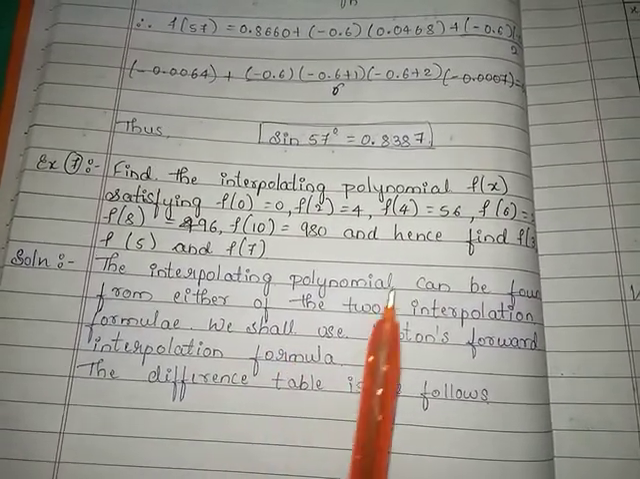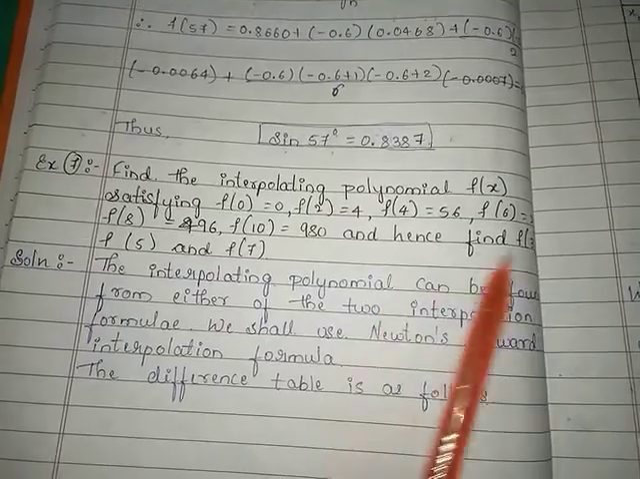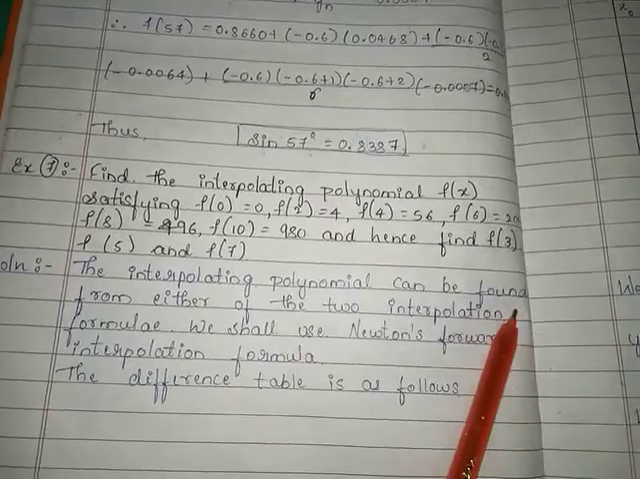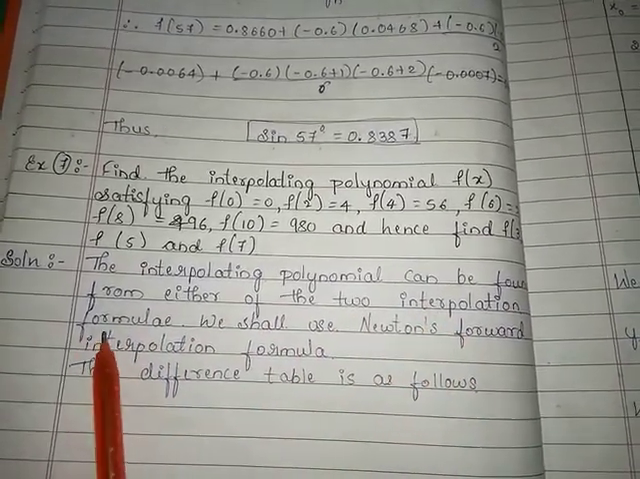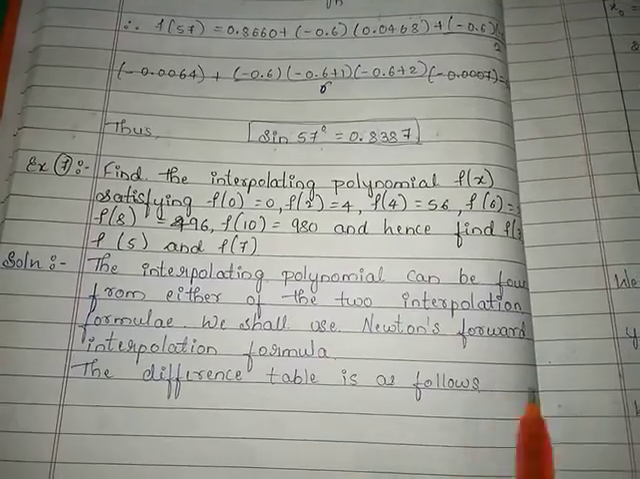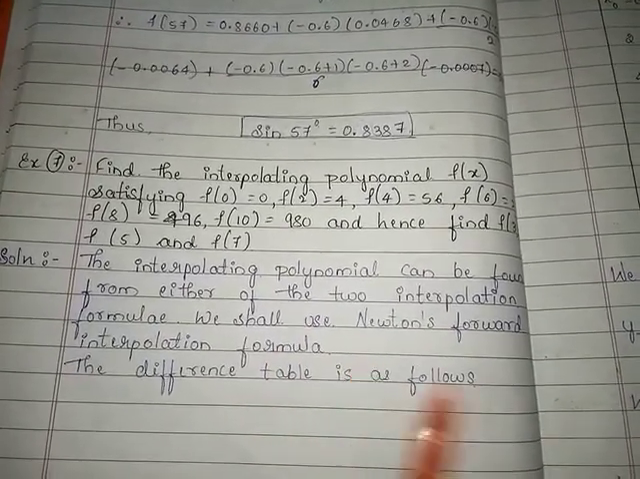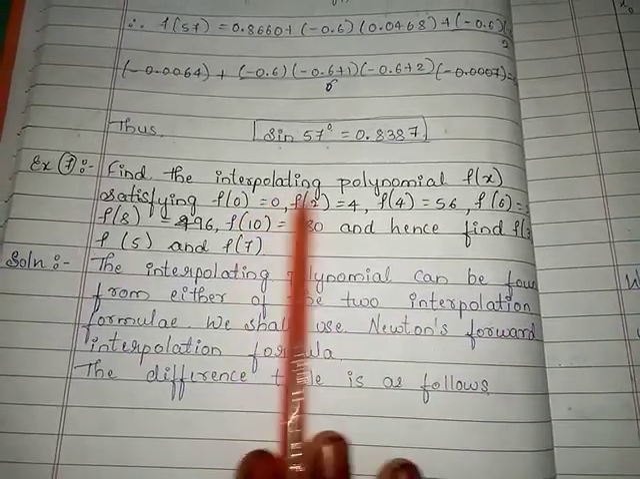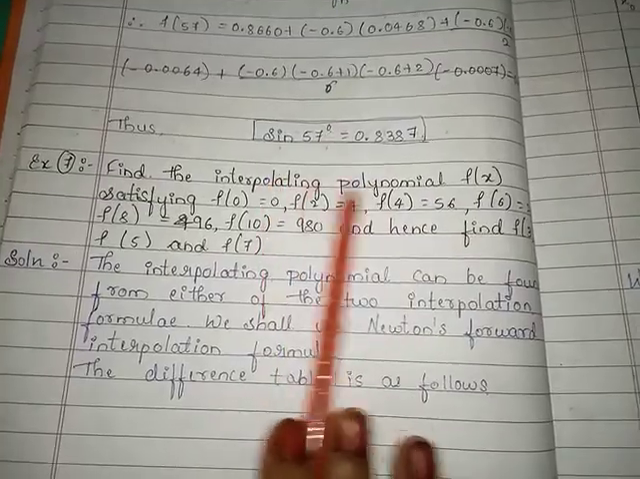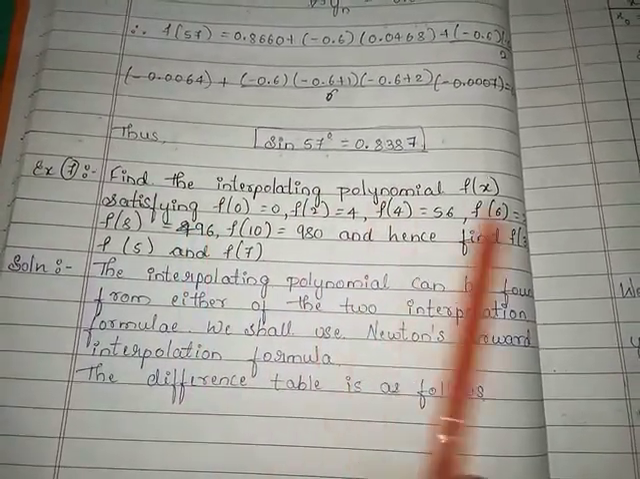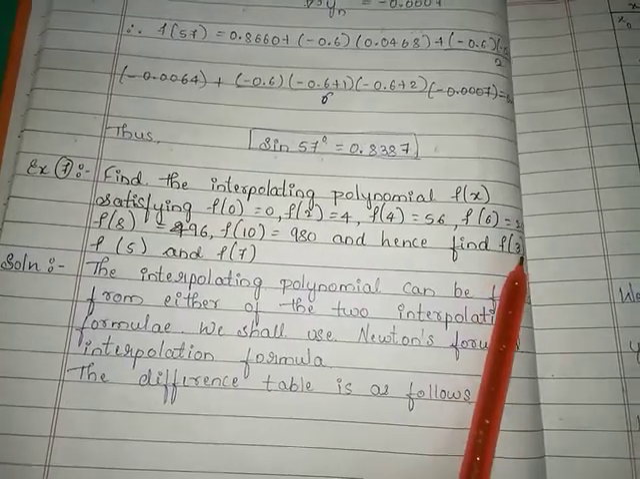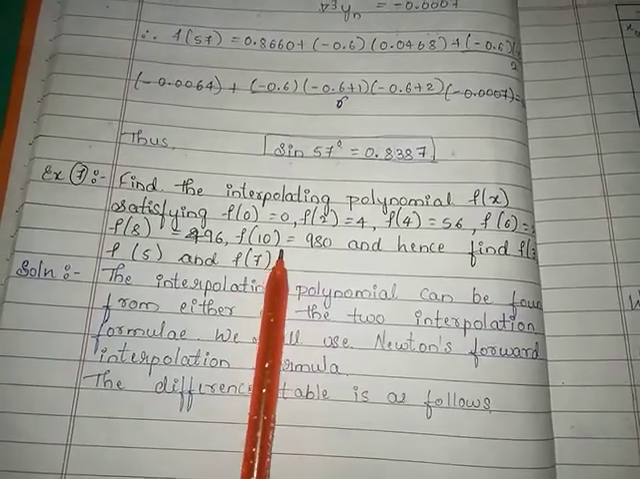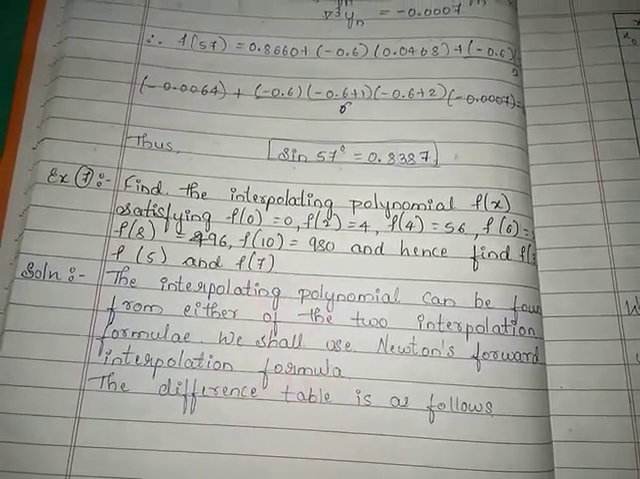Here we have to decide which formula is applicable to find f of 3, f of 5 and f of 7. Solution: the interpolating polynomial can be found from either of the two interpolation formulae. Means we can use either Newton's forward interpolation formula or Newton's backward interpolation formula to find the interpolating polynomial. Our first work is to find the interpolating polynomial. After that, substitute x is equal to 3 for finding f of 3, x is equal to 5 for f of 5, and x is equal to 7 for f of 7.